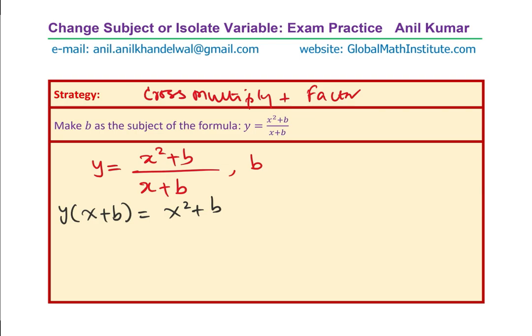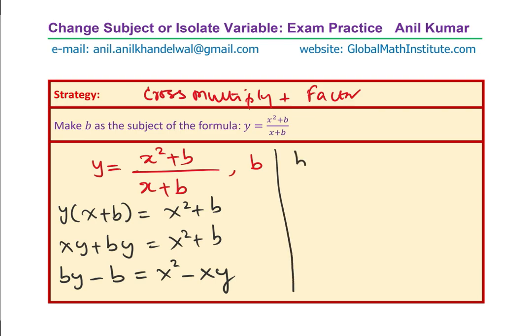Now since we need to isolate b, bring all the terms with b on the left hand side. So we get xy plus by equals to x squared plus b. That's a distributive property. Let's take b terms on the left side. So we have by minus b equals to x squared minus xy. Correct?